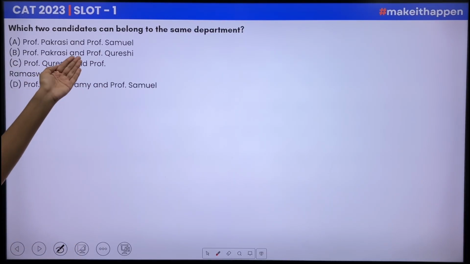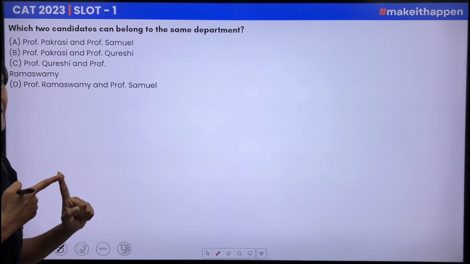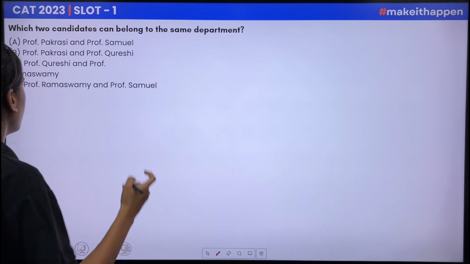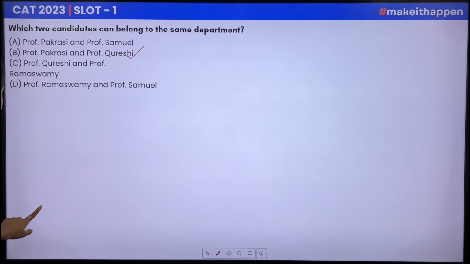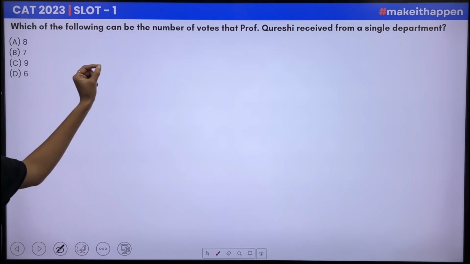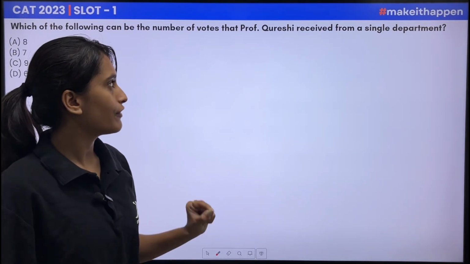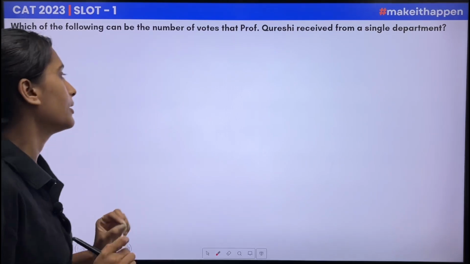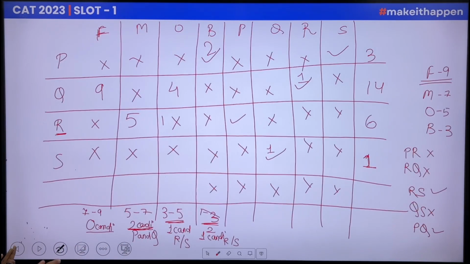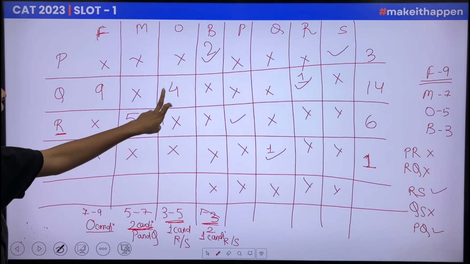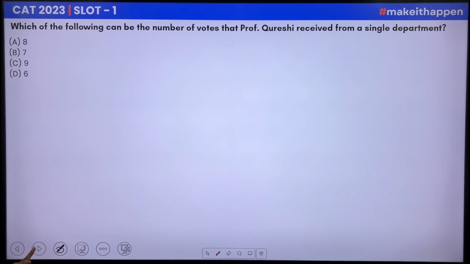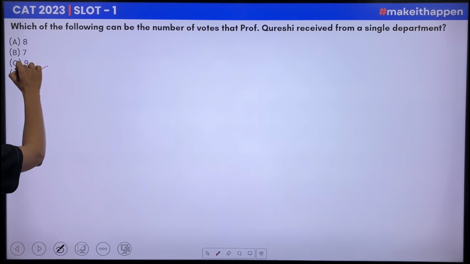Which 2 candidates can belong to the same department? So P and Q can belong to the same department. Option B. Which of the following can be the number of votes that Professor Q received from a single department? So Professor Q received 9 and 4. Okay, so option C.